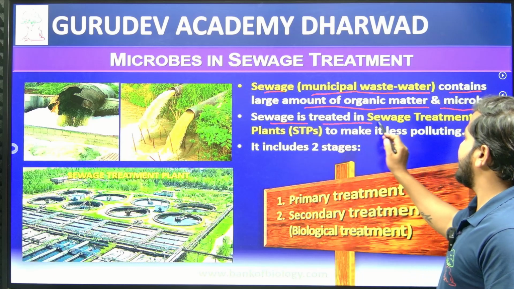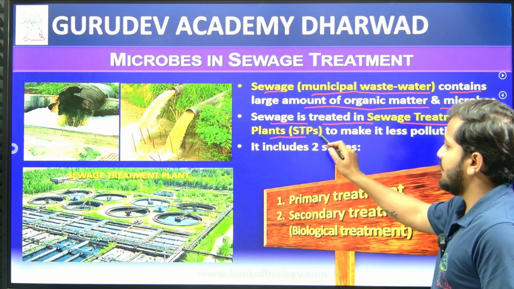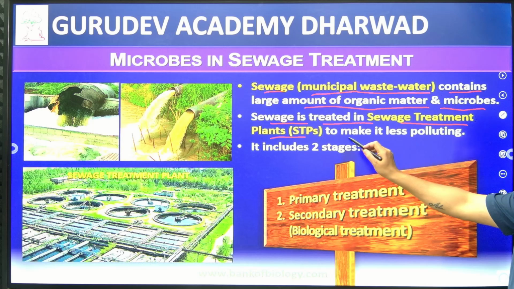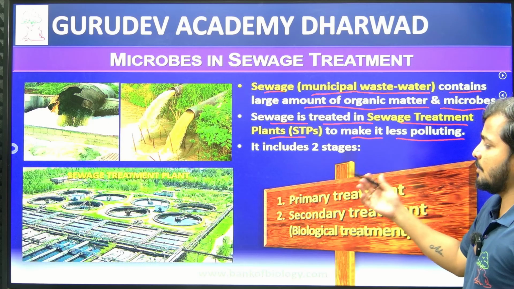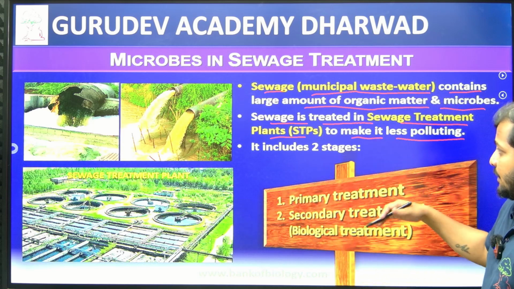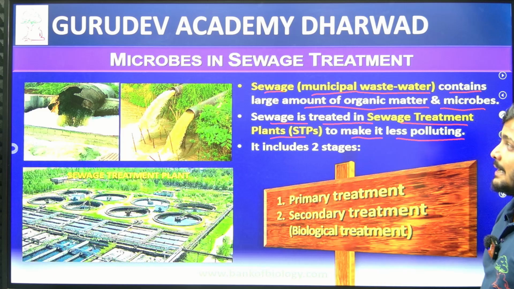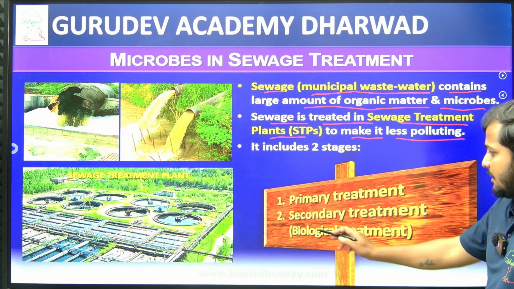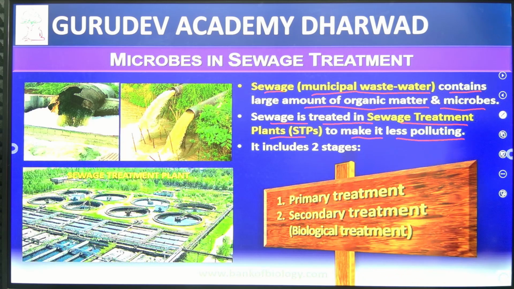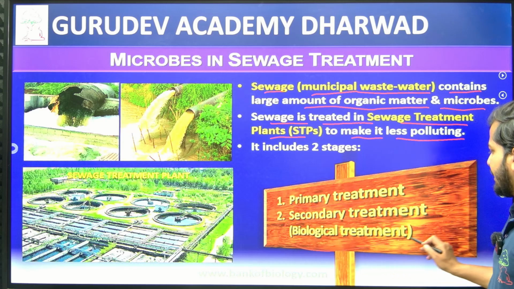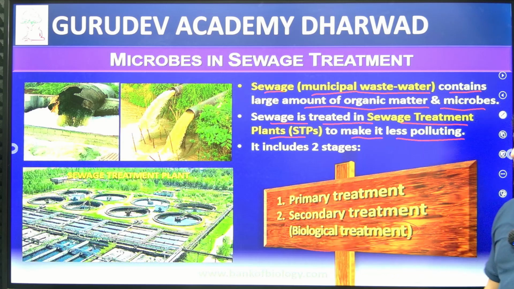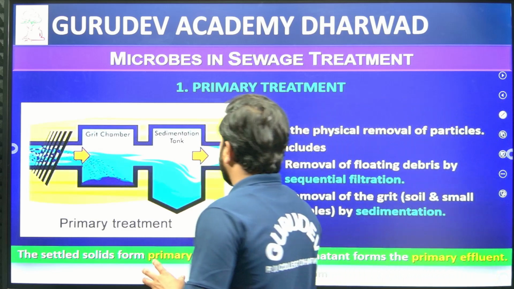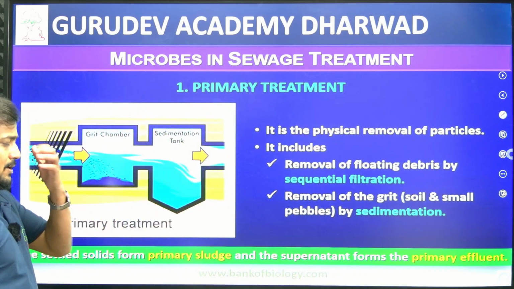Then sewage is treated in a sewage treatment plant, right. Majorly we call them STPs, which is nothing but sewage treatment plant, to make it less polluting. For that purpose, there are two stages. One is known as the primary treatment, and one more is known as the secondary treatment. Secondary treatment can also be known as biological treatment, where again we are going to use microbes.